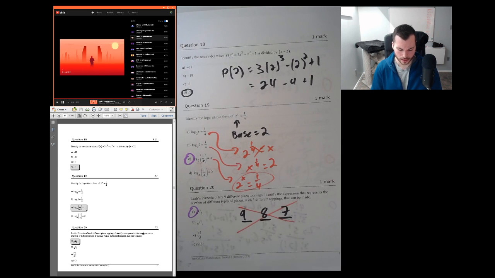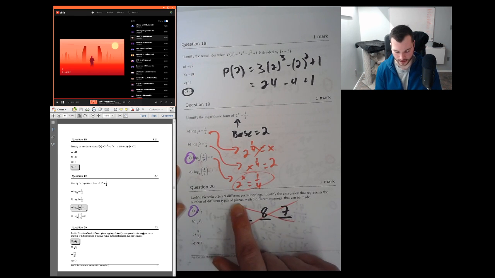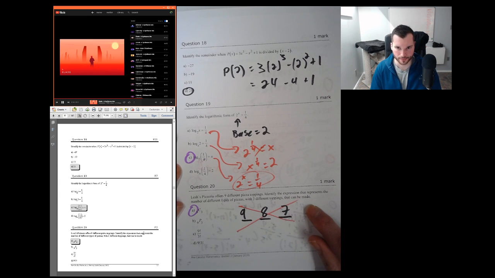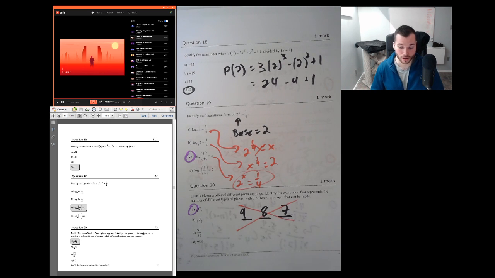Okay. 9 different pizza toppings. Identify an expression that represents the number of different pizza types with 3 different toppings that can be made. So here's the thing. It's using the word different types of pizzas. So you could be thinking, oh, these pizzas are different, right? Like pepperoni, bacon, and olives are different than pineapple, mushroom and onion or something. Disgusting pizzas, but whatever. They're different, right?